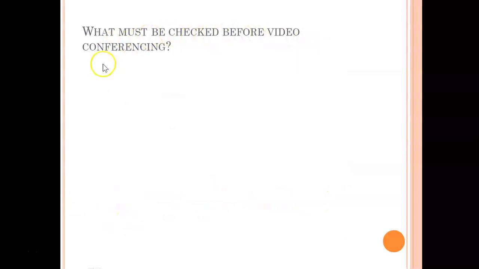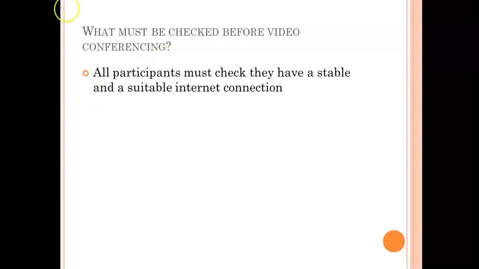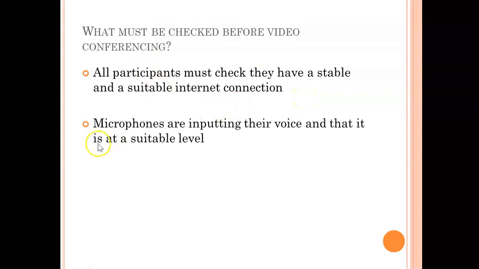What must be checked before video conferencing? Before you actually participate in a video conference, what must you check before that occurs? All participants must check that they have a stable and suitable internet connection. If your internet connection is unstable, you could have lag, the images might be jumping around, etc.